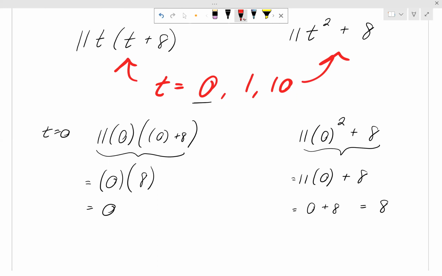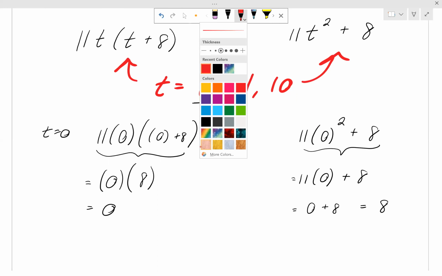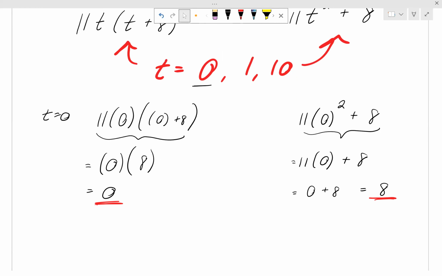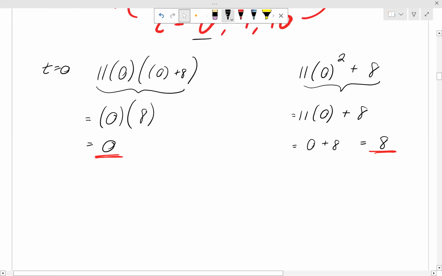So here I have some problem because here I got 0 and here I got 8. So they don't match up, so they're not equivalent. I don't have to keep going. If I tested another point, I would see that they still aren't the same.